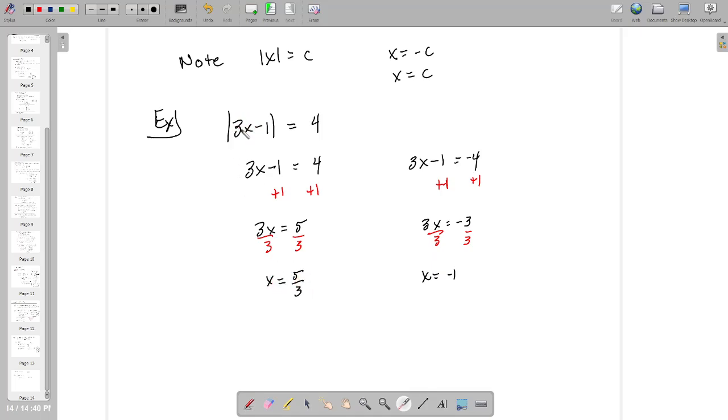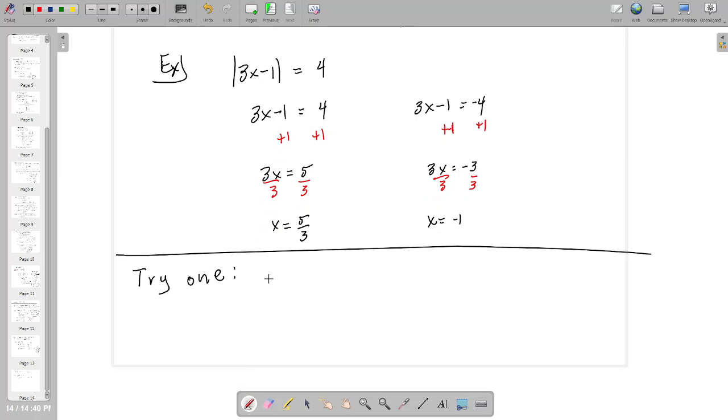So for 5/3, 3 times 5/3 will give us 5. 5 minus 1 is 4. The absolute value of 4 is equal to 4. So this solution works. If I plug in a negative 1, I get negative 3 minus 1 is negative 4. The absolute value of negative 4 is equal to 4. So this solution also works. I want you to try one now. Solve for x. The absolute value of 3x plus 5 is equal to 1.